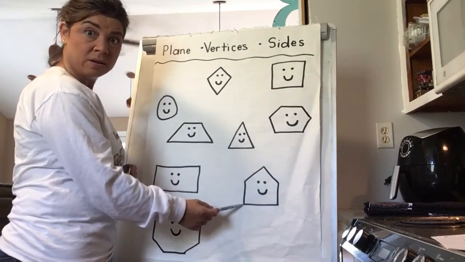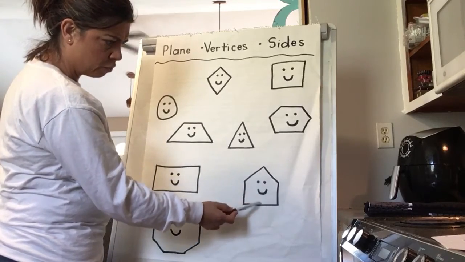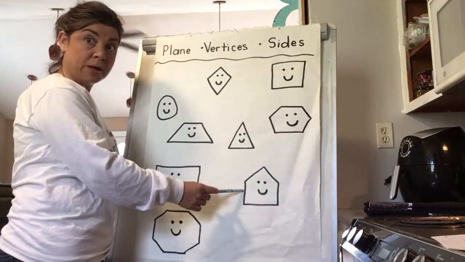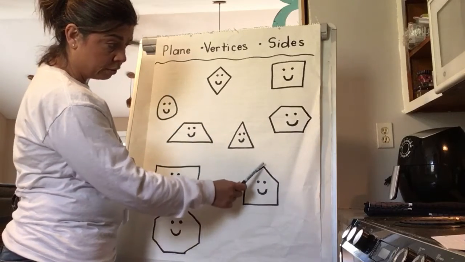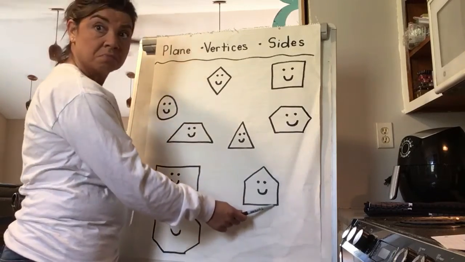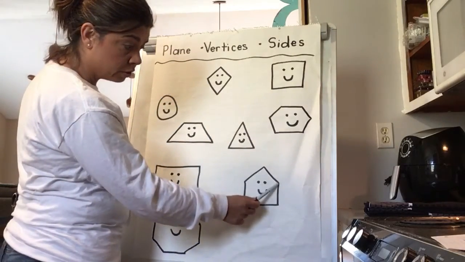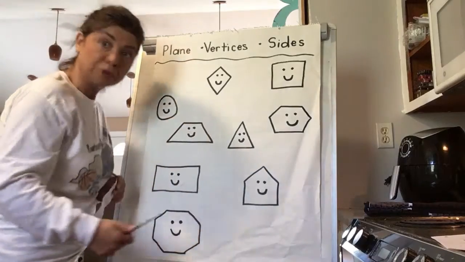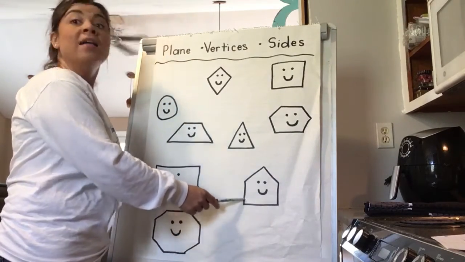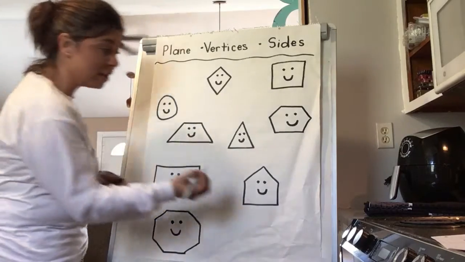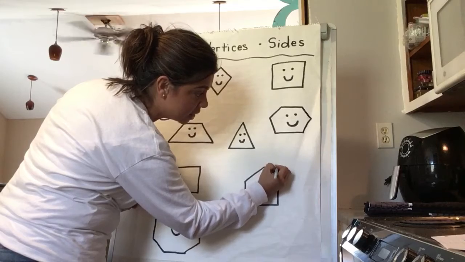What about this one? Do we have 5 sides? Let's see. 1, 2, 3, 4, 5. Okay, that one matches. Now, do we have 5 vertices? 1, 2, 3, 4, 5. 5 vertices. Now, are all the sides the same? 1, 2, 3, 4, 5. Pretty close, pretty close. Does anybody know what this shape is called? That's right, it's a pentagon, a pentagon. So we're going to put that word pentagon.